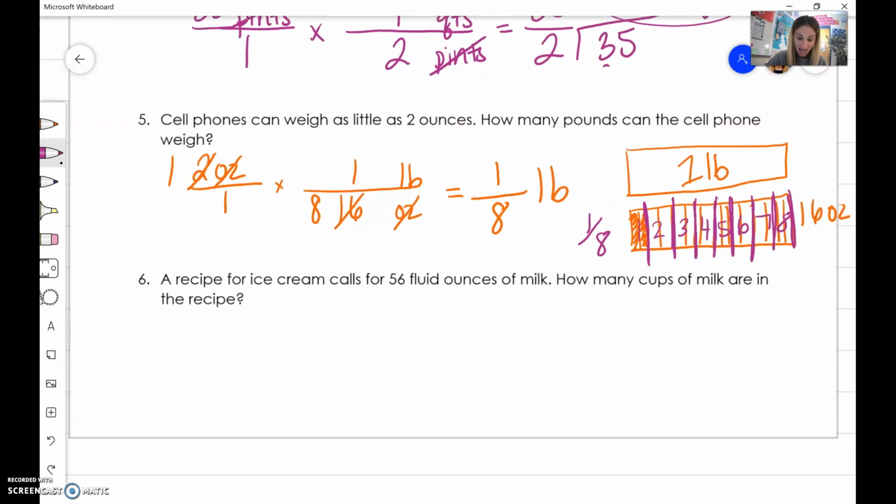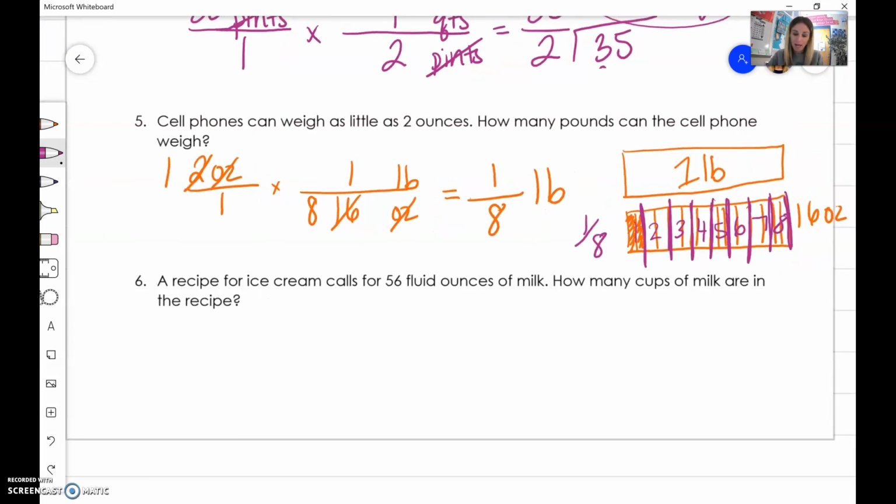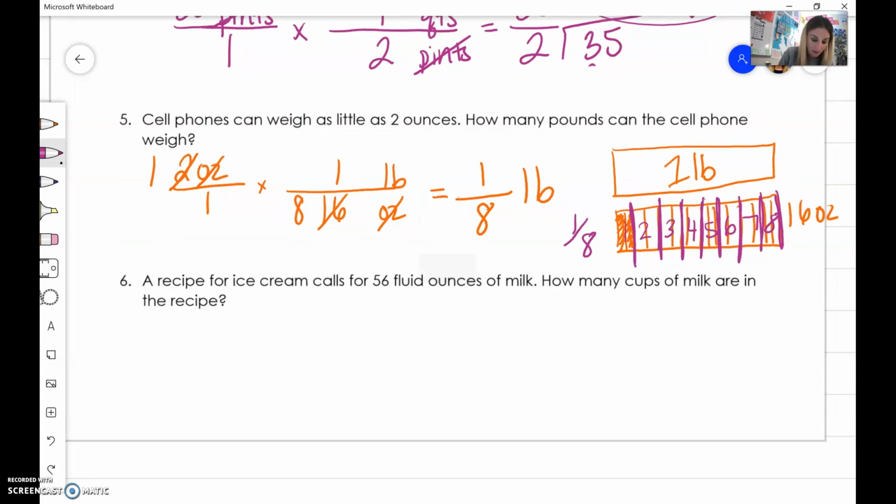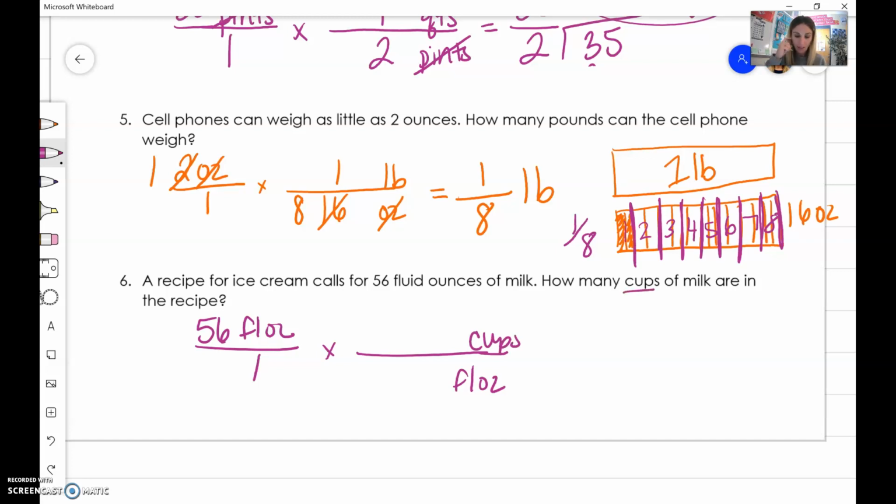Okay, here we go. A recipe calls for 56 fluid ounces of milk. How many cups of milk are needed in the recipe? So we have 56 fluid ounces over 1, and we know fluid ounces needs to go down here, and we're going to cups. Okay? How many cups? So we know that in 1 cup there's 8 fluid ounces. I'm going to cancel out my fluid ounces, and now I can actually cross simplify.